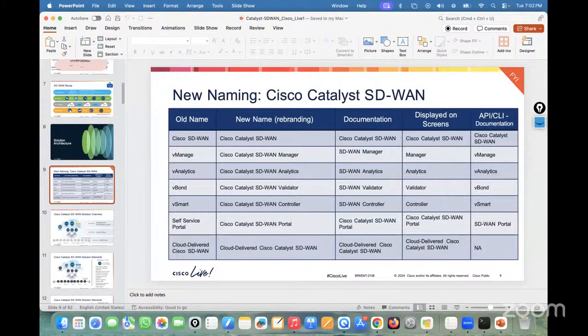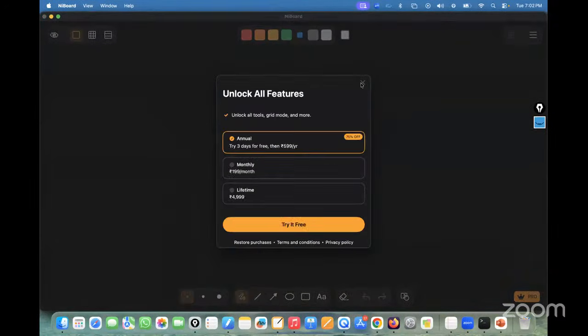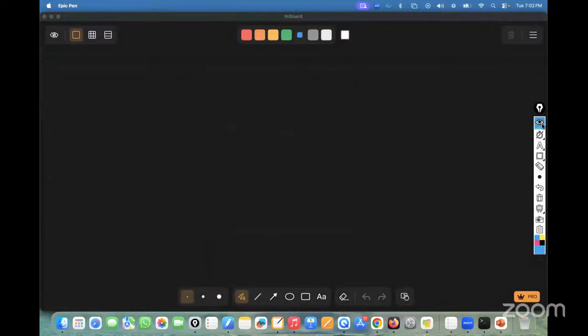But before I go into a deep discussion about the old and new names, we have to understand the basic definitions. Let's suppose you have to forward a packet. Let me use my whiteboard. Let's suppose you have to forward a packet from any source to any destination. How is the behavior going to happen?